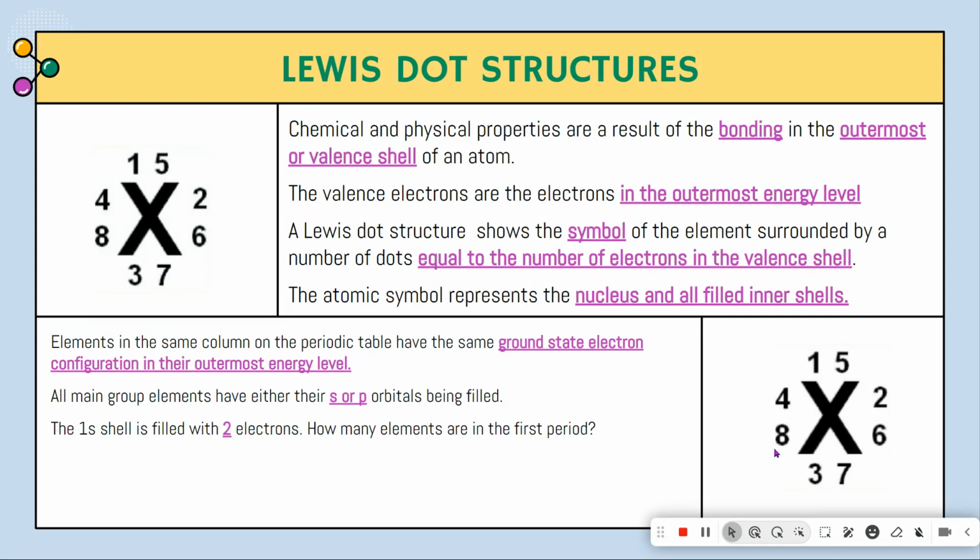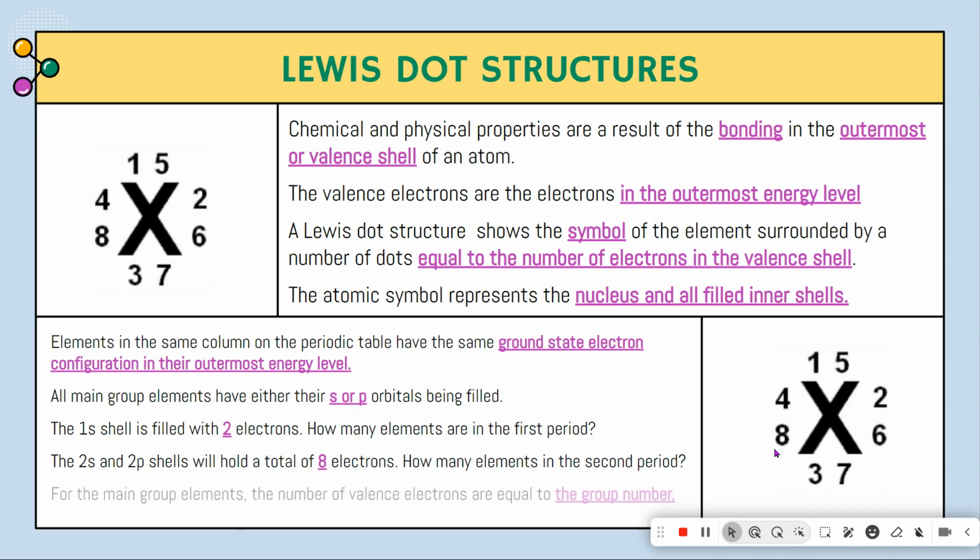Notice how many elements are in the first period on your periodic table. There are 2. The 2s and 2p shells can hold a total of 8 electrons. So energy level 2 can hold up to 8 electrons. How many elements are in the second period on your periodic table? 8. Not a coincidence.